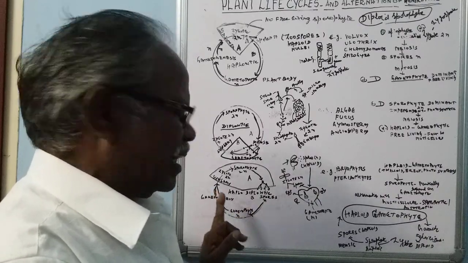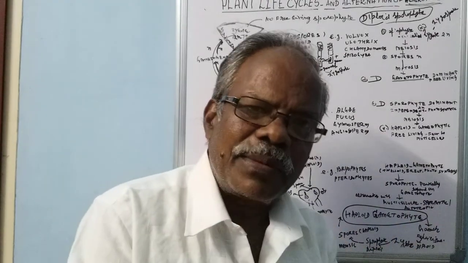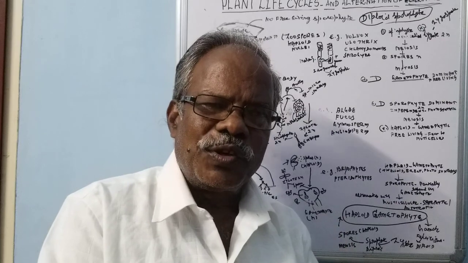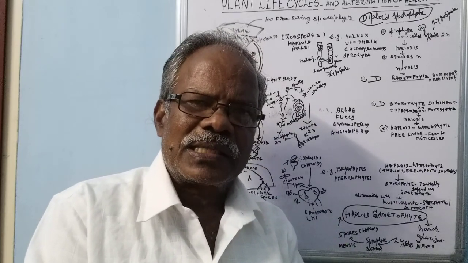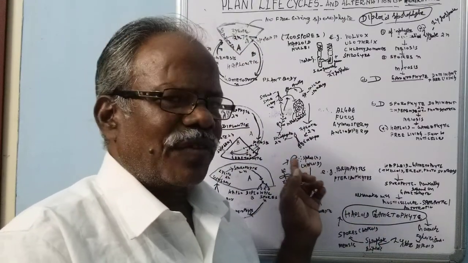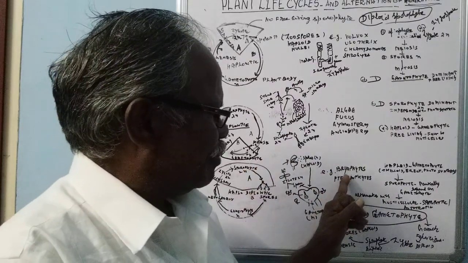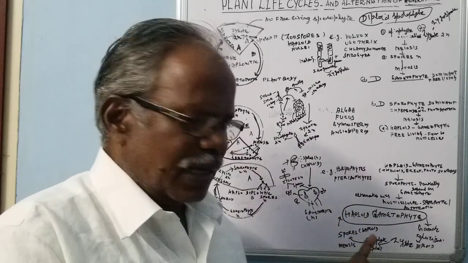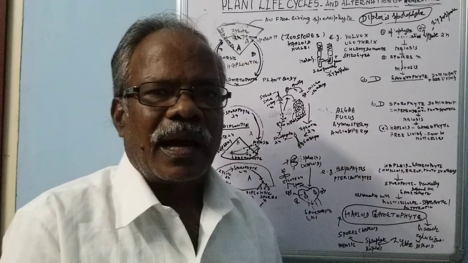From the gametophyte, by the process of gametogenesis, the gametes are produced. Those gametes combine together, called syngamy. After syngamy, the fused male gamete and female gamete is known as the zygote, a single-celled zygote. From that, the sporophytic plant is developed. Examples are bryophyta and pteridophyta. So with this we conclude the plant life cycle and alternation of generation.